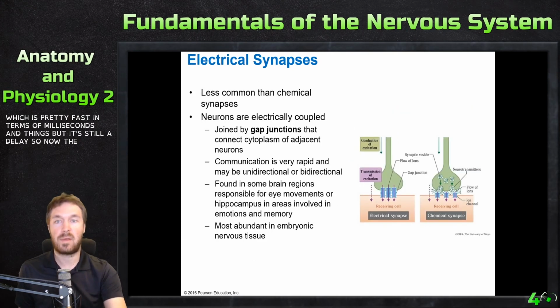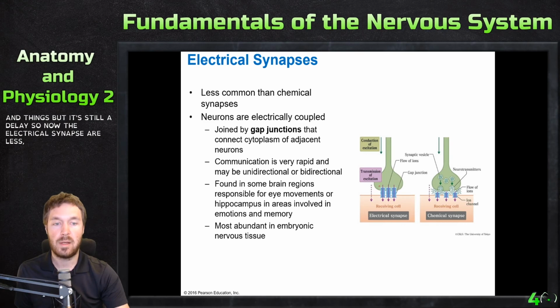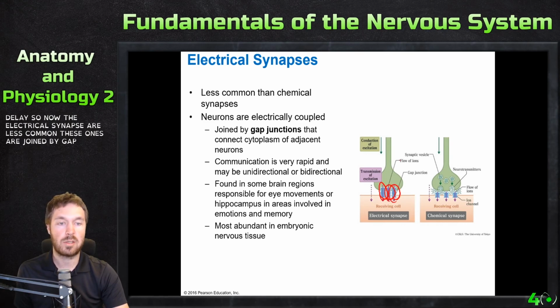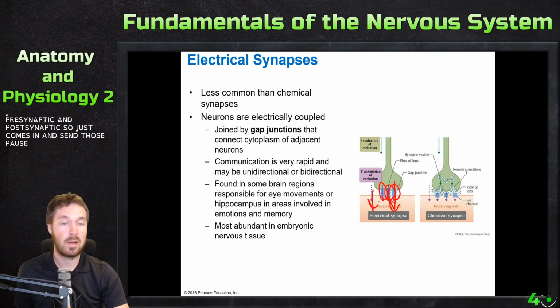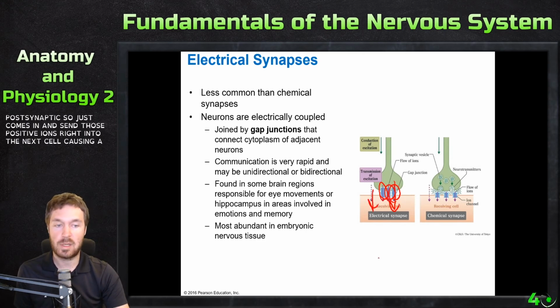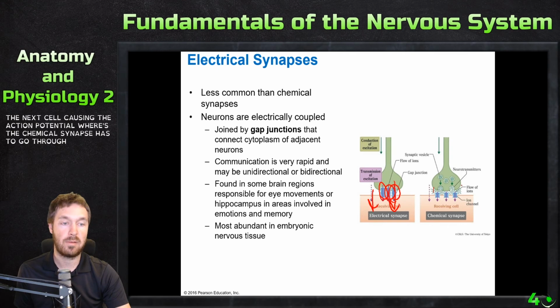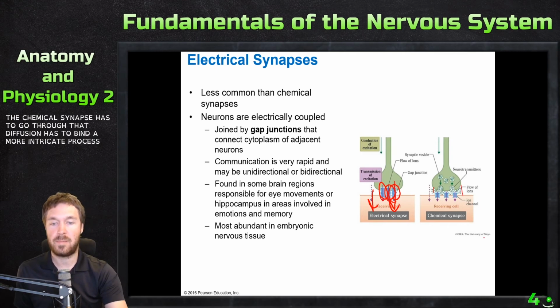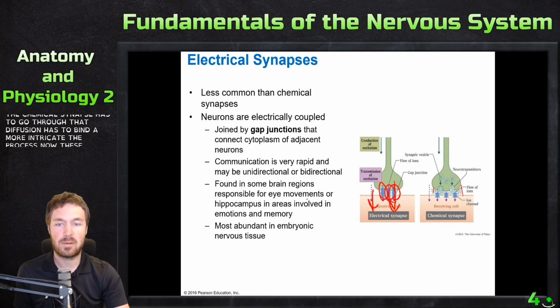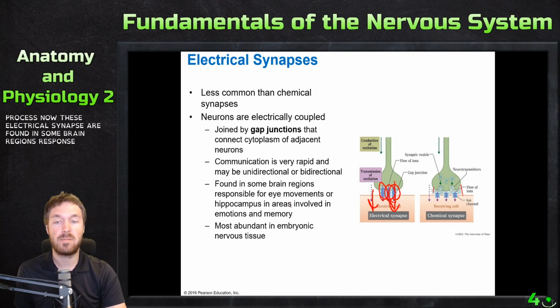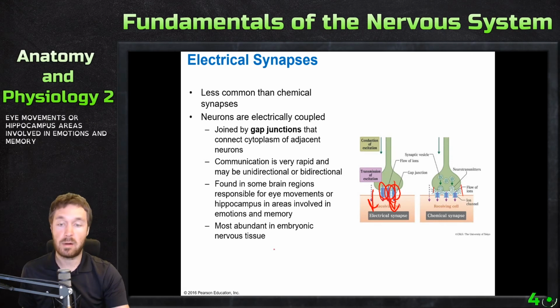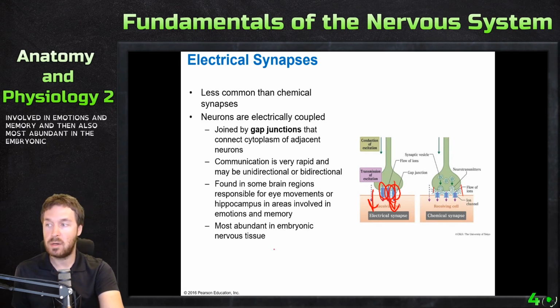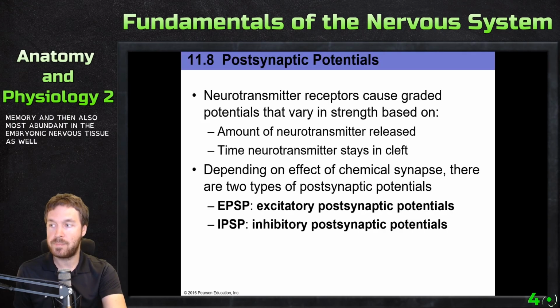Now the electrical synapses are less common. These ones are joined by gap junctions between the presynaptic and postsynaptic cells. So it just comes in and sends those positive ions right into the next cell, causing the action potential. Whereas the chemical synapse has to go through that diffusion, has to bind, a more intricate process. These electrical synapses are found in some brain regions responsible for eye movements or hippocampus areas involved in emotions and memory, and they're also most abundant in embryonic nervous tissue.